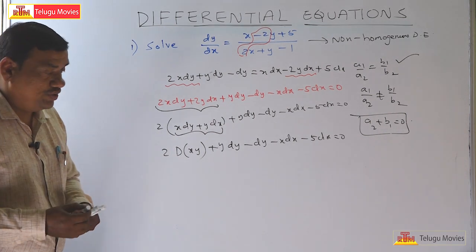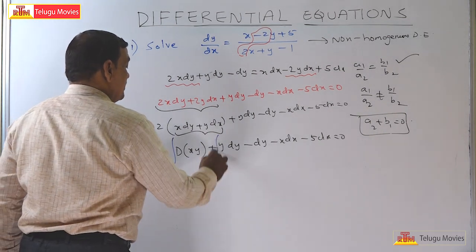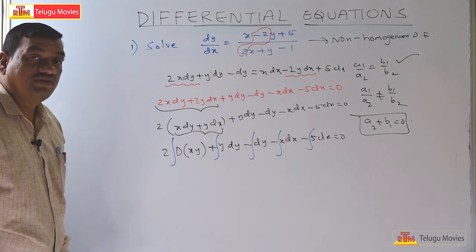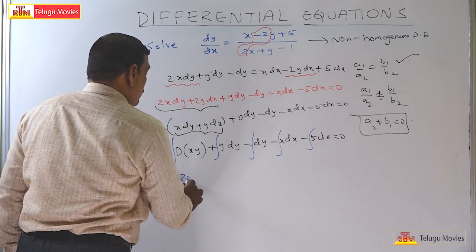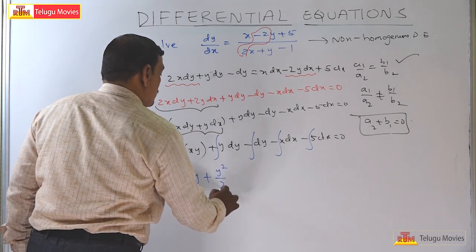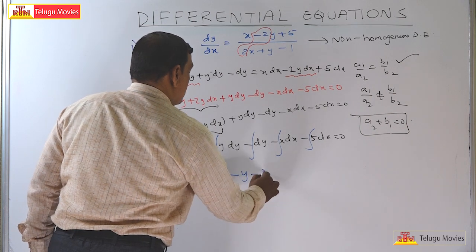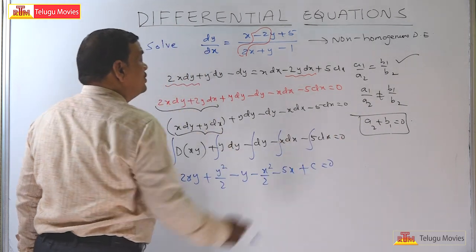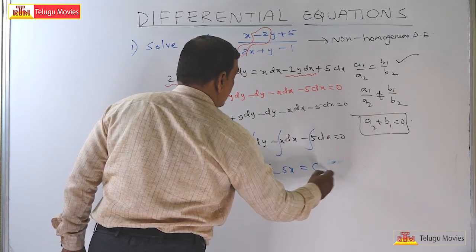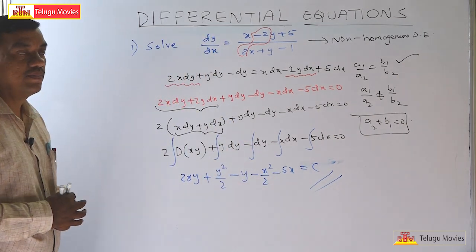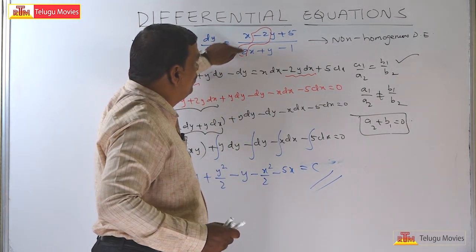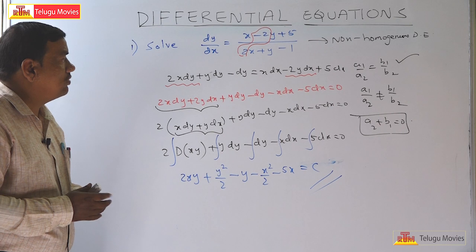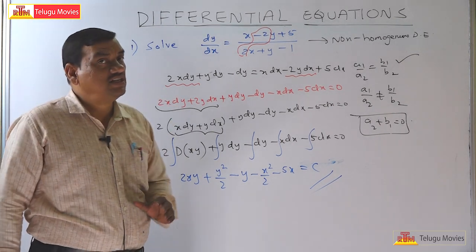Now what you have to do is integrate. Ready? So integration and differentiation will get cancelled. So 2xy plus y square by 2 minus x square by 2 minus 5x plus c is equal to 0, otherwise u is equal to c. You can write down u is equal to c. This is your final answer. Remember students, here 2, here minus 2 is there, then after proper grouping you can solve this problem. I hope that you understand this solution.